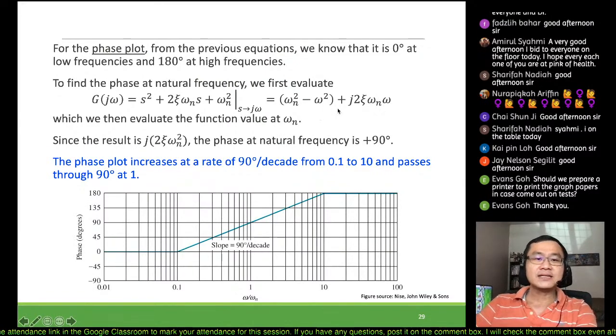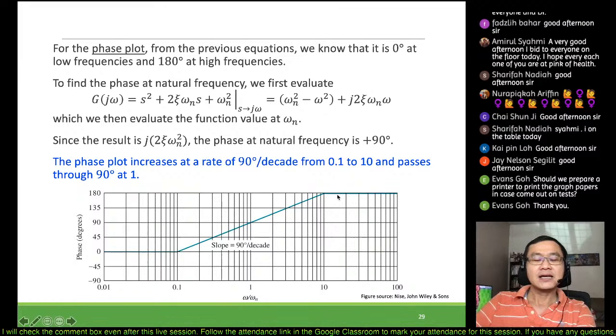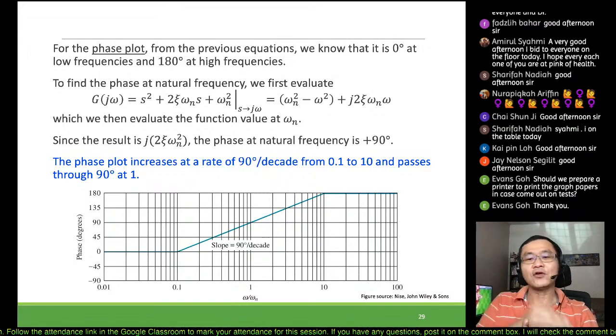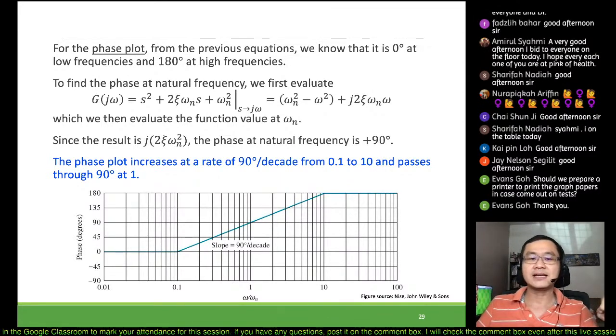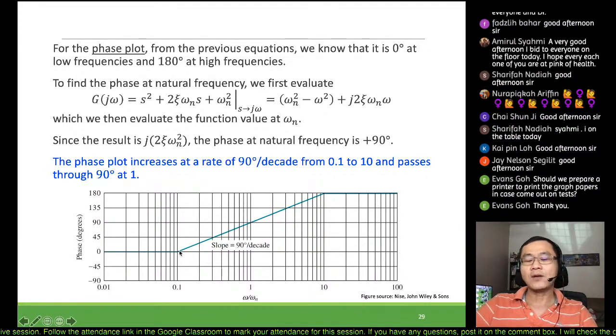Okay, so for the phase plot, similar methods. But since it changes from 0 to 180 degrees, again it will take 1 decade before and 1 decade after for this change to occur from 0 to 180 degrees. Therefore, at the break frequency, or at normalized frequency 1, it will be at 90 degrees. So from 0, 90 and 180. So you will form this particular line.